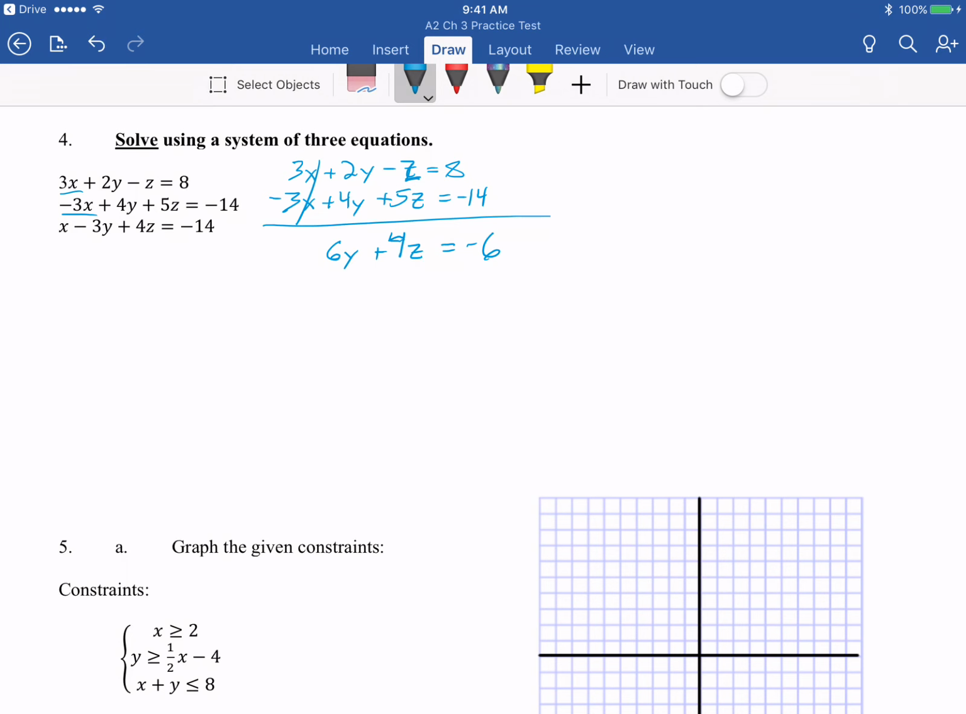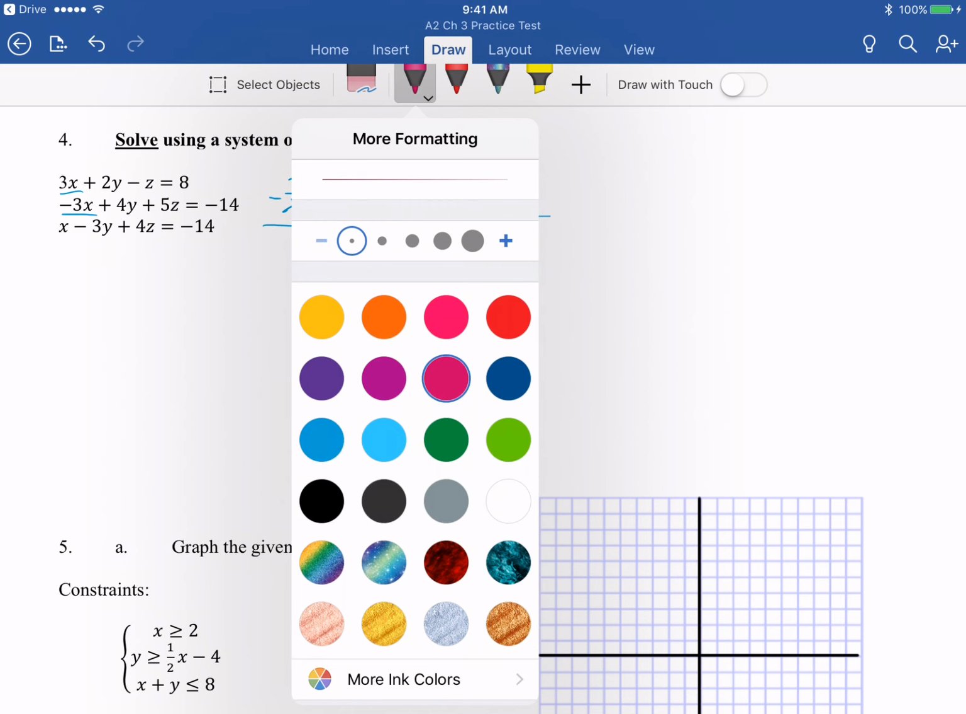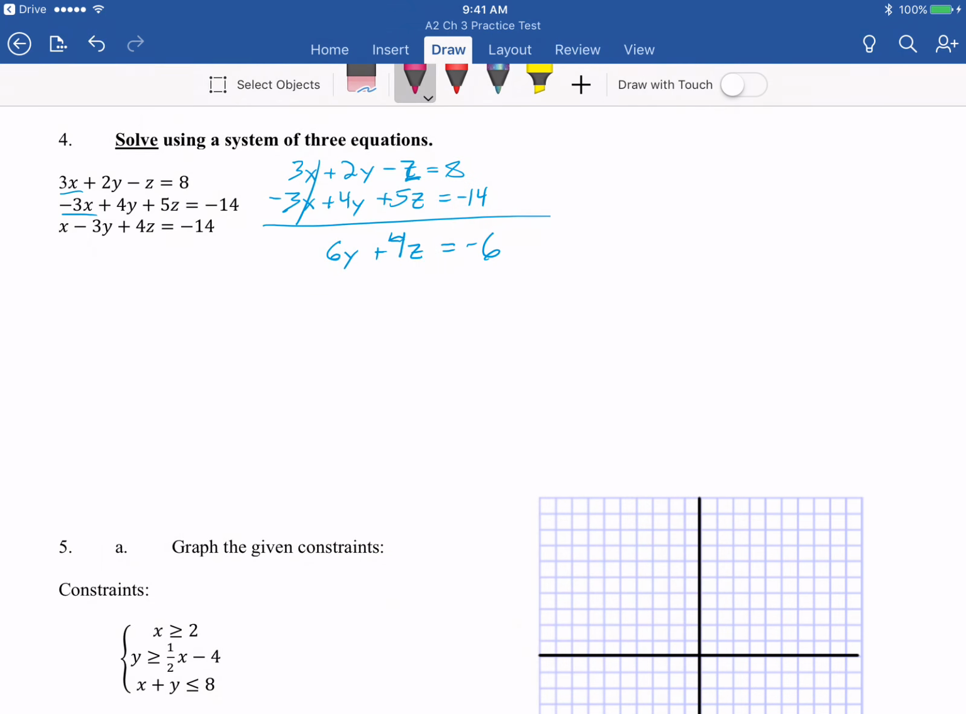Now, I did it once. I eliminated x once. I have to eliminate x twice. So if I look here, I see my 3x, my negative 3x, and my x. I'm going to multiply this equation right here by 3, because if I do that, then I'm going to get opposites with this negative 3 right here. So let's write that one out. So I have negative 3x plus 4y plus 5z equals negative 14.